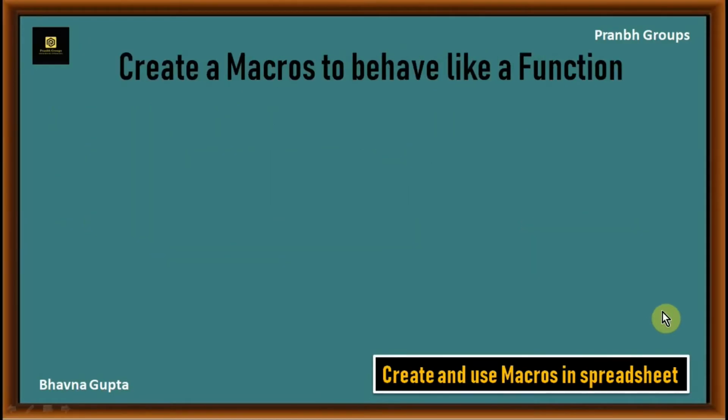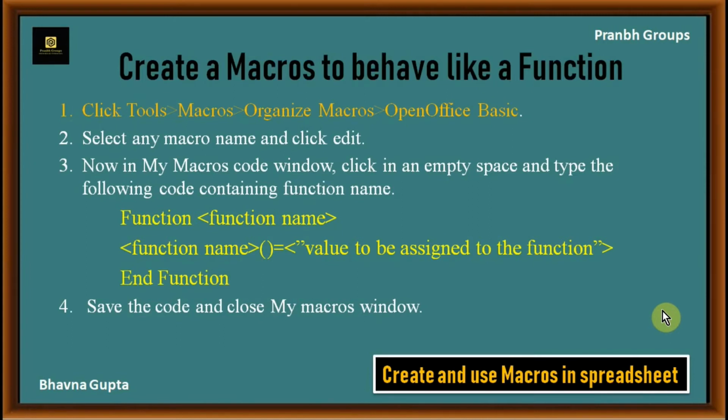Next topic: create a macro to behave like a function. What is a function? It is basically a subroutine which returns a value. It is used at the right side of the variable declaration. Examples: sum, average, min, max, etc.